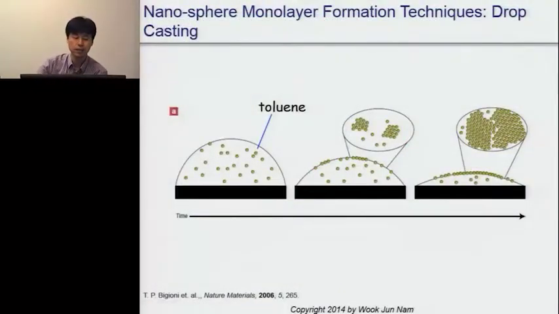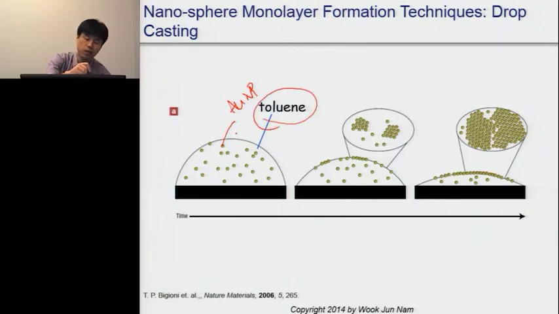Let's discuss more about the mechanism of monolayer formation in this case. In toluene, this red is a gold nanoparticle. As you saw, as the toluene evaporates, the dimension of the vertical side and the dimension of the lateral side are also reduced.